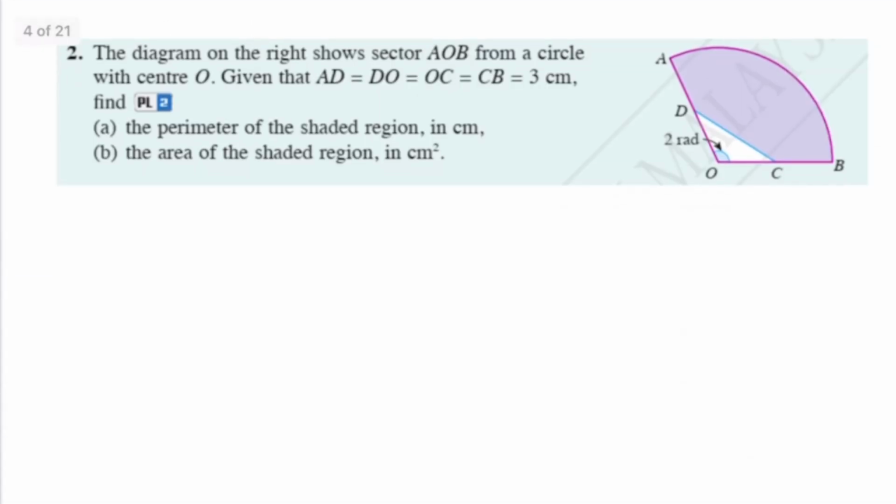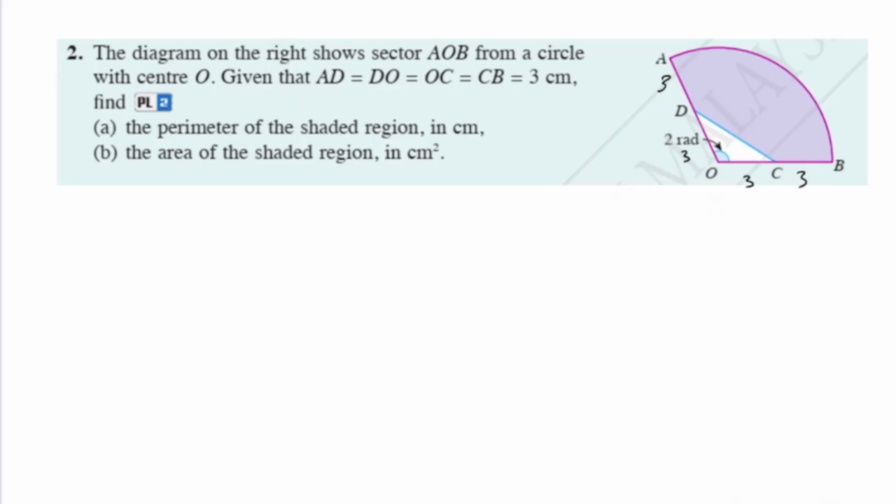Moving on to question number 2. The diagram on the right shows sector AOB from a circle with center O, given that AD, DO, OC, and CB are all 3 cm, meaning this is 3 here, this is also 3, 3, 3, all 3 cm. You're supposed to find the perimeter of the shaded region.